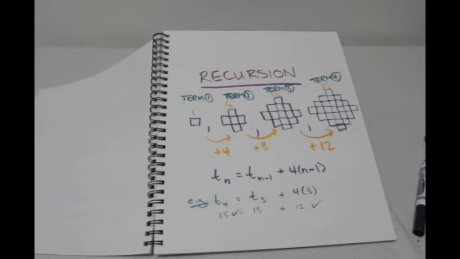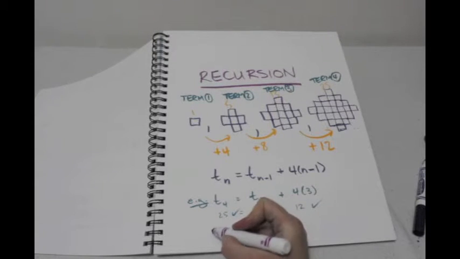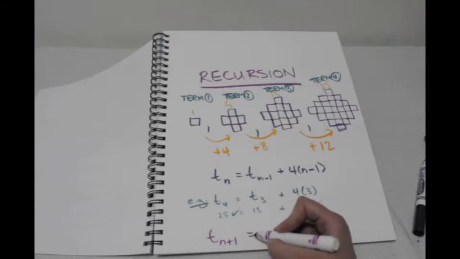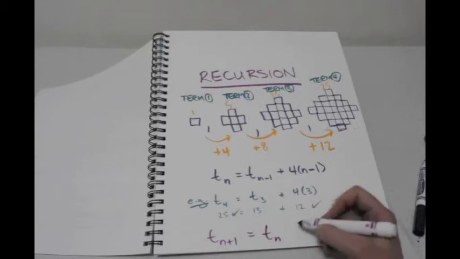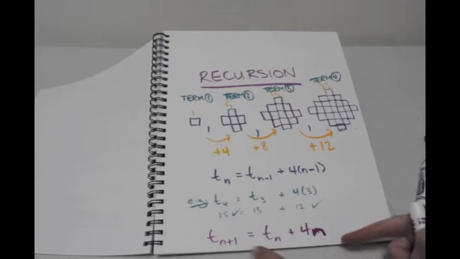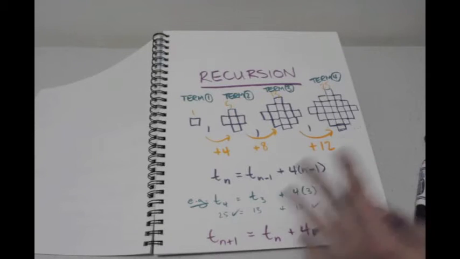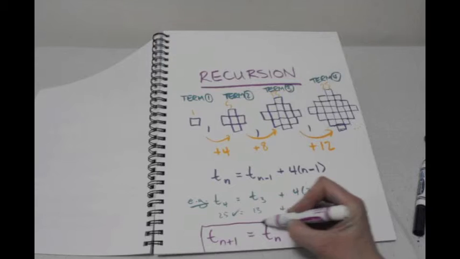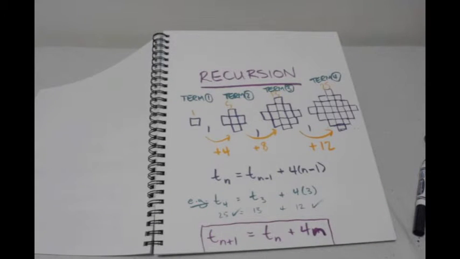Sometimes you see this represented as a relationship between the next term, term n plus 1, and the previous term, term n, and then you add 4 times n. Okay, this is the same as that. You're just kind of shifting everything up one term. So you might see that as well. This is great. This tells you what you have to do to any term to get the next one.